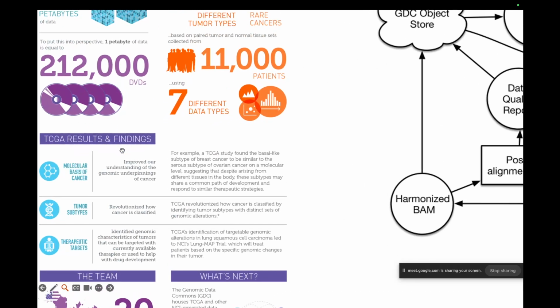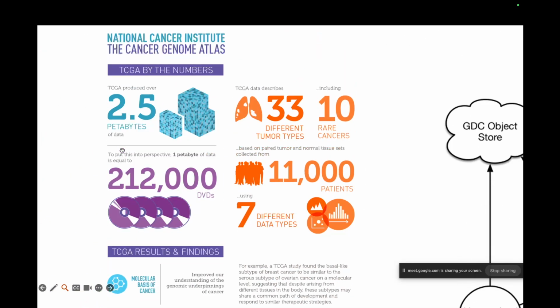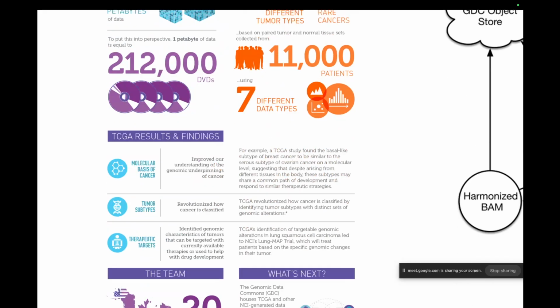So yeah, this is the TCGA poster. They have about 2.5 petabytes of data. That's a lot of data. To put it into perspective, 1 petabyte of data is equal to around 212,000 DVDs. It has 33 tumor types, 10 rare cancer types, 11,000 patients, and 7 different data types, including genomics, transcriptomics, proteomics, your biospecimen samples, biopsy reports, and so on and so forth.